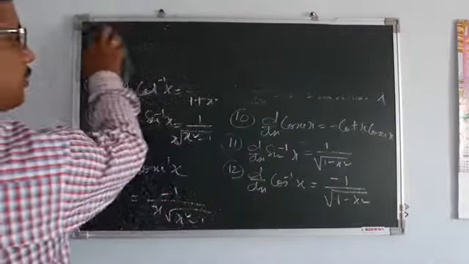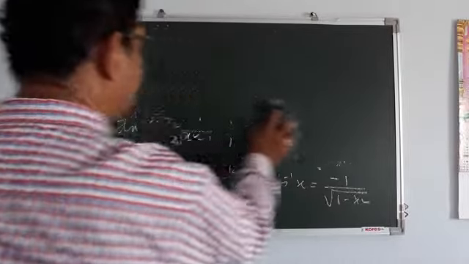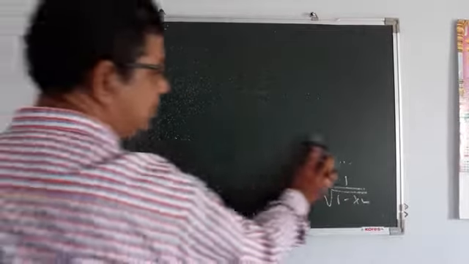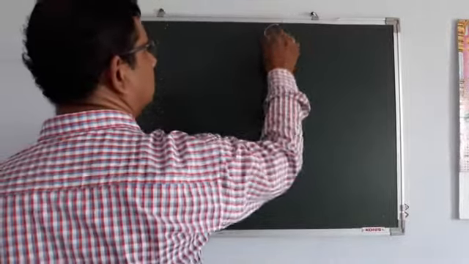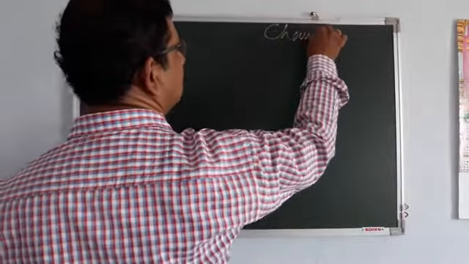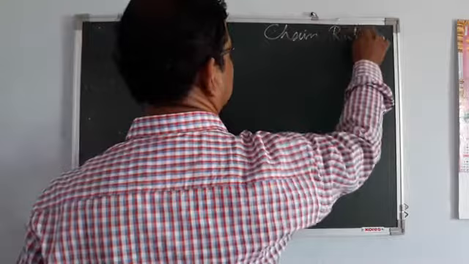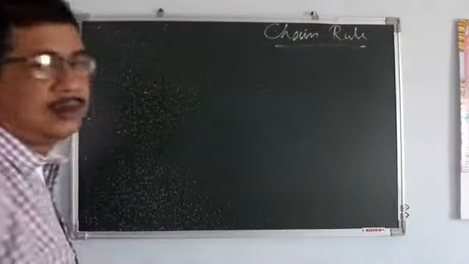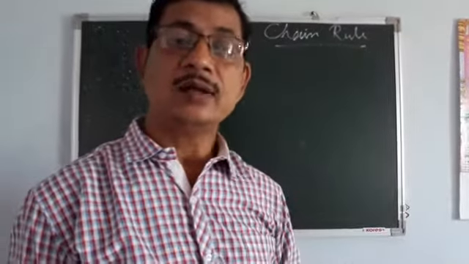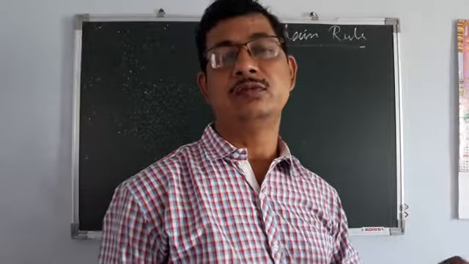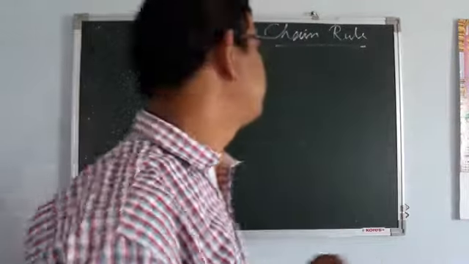Now in exercise 5.2, one special rule they have mentioned, the chain rule. With that only we will do. Now we are going to explain the chain rule. It will be better if I explain with an example, with a question from that exercise.